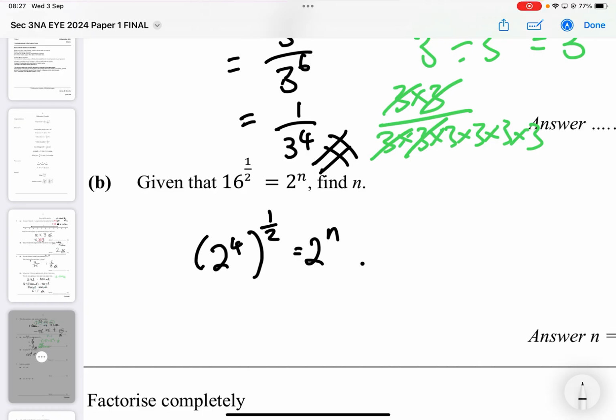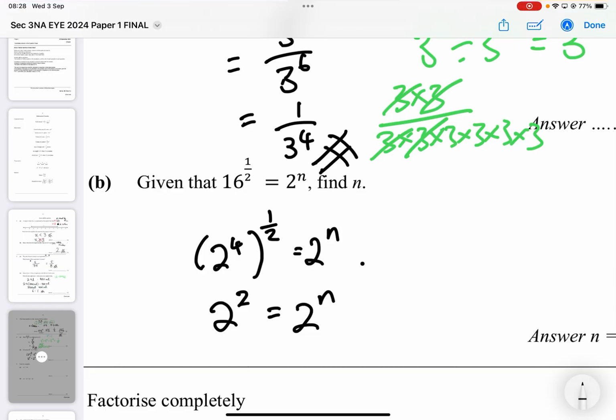Like that. So this one I must know this rule. 2 to the power of 4, to the power of half. It is the same as the square root of 2 to the power of 4. Then I am actually multiplying the index. Okay? Then it will become 2 to the power of 2. It is not minus, it is not plus. When something is to the power of something, we multiply the index.